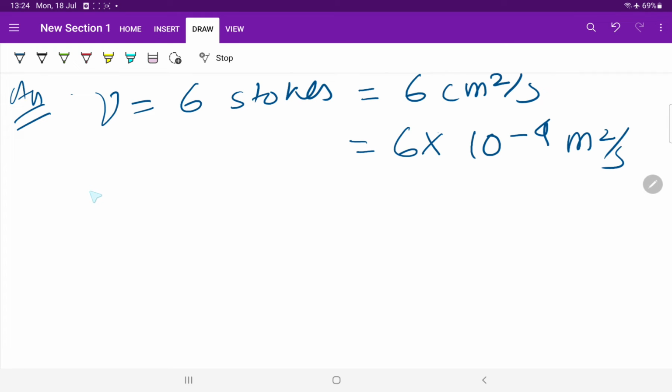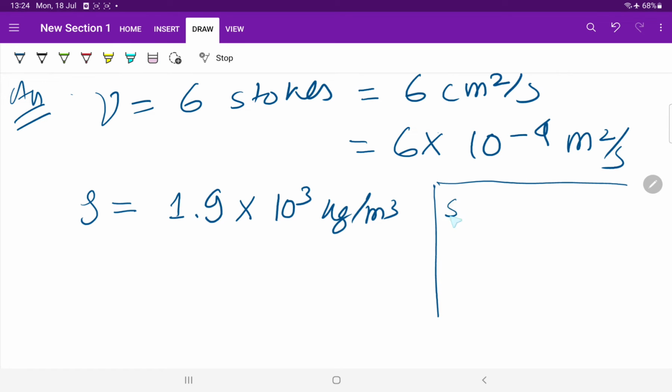So if specific gravity is 1.9, then rho is equal to 1.9 into 10 to the power 3 kg per meter cube. Now how do you come to that conclusion? We know specific gravity is equal to the density of the liquid by the density of water.